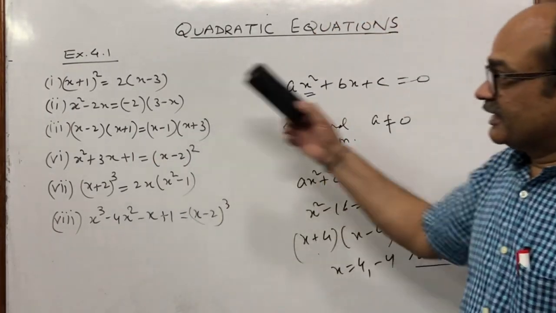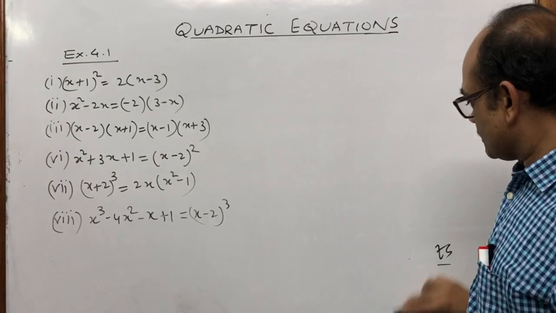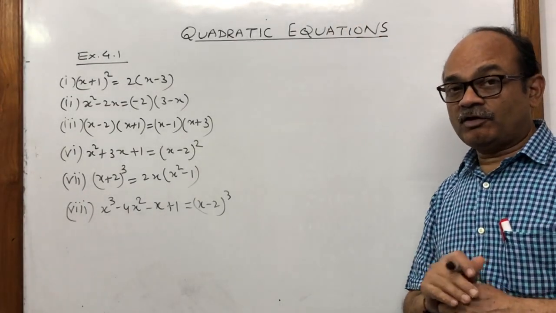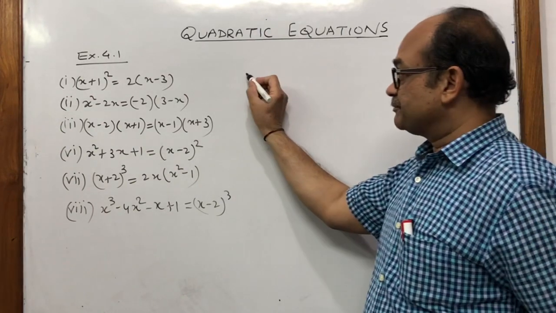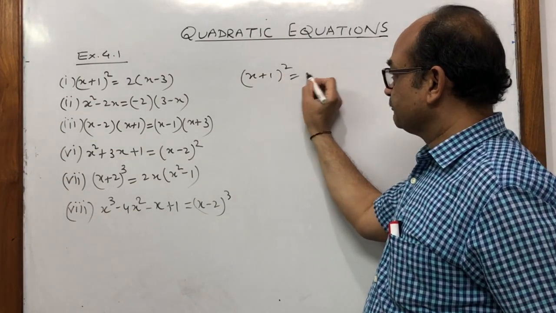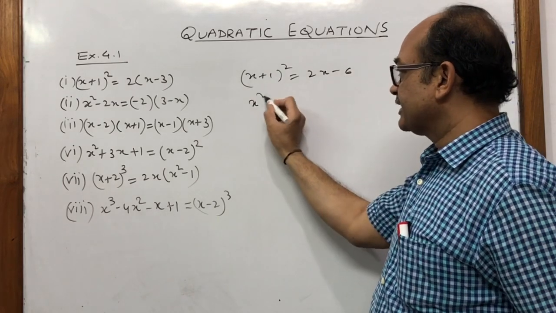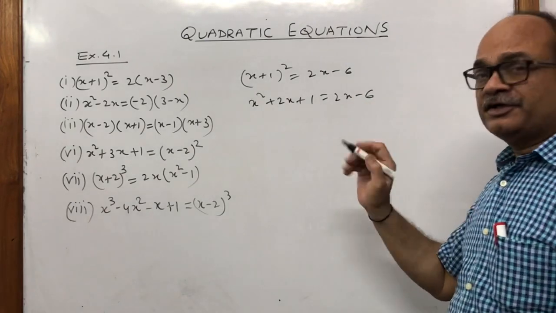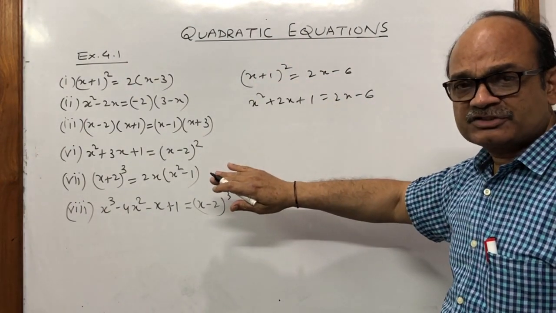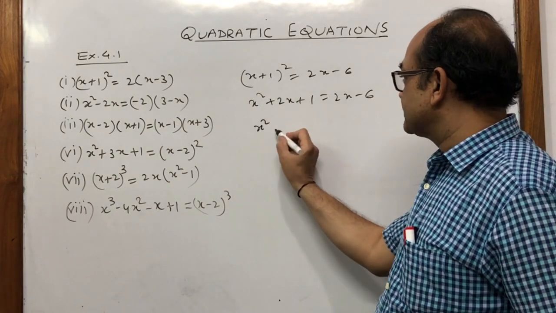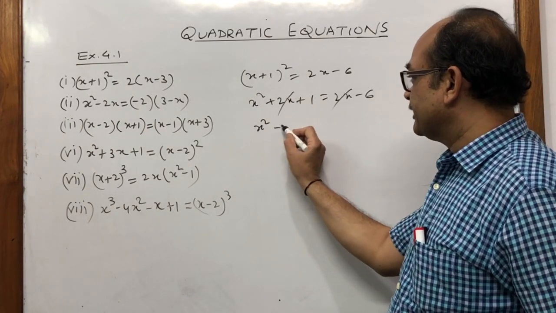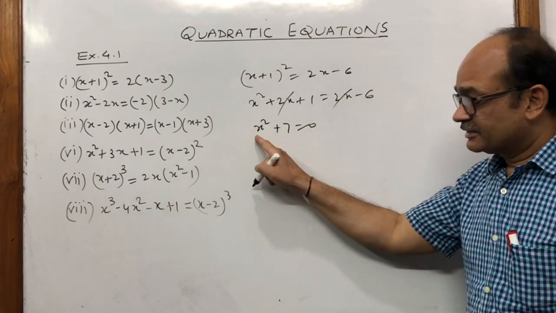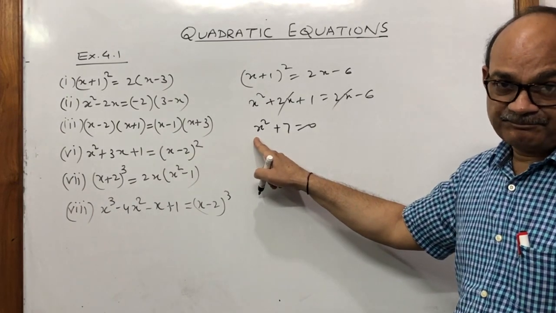Now in the NCERT exercise number 4.1, what is given? You have to check whether it is a quadratic equation or not. So first we start with the first part. After the algebraic expansion, what we are getting? x square plus 2x plus 1 equals to 2x minus 6. Shift all the variables and constants to left hand side. What we are getting? x square, 2x and 2x cancel out and it is 7 equal to 0. Yes, it is a quadratic equation since x square coefficient is here 1.